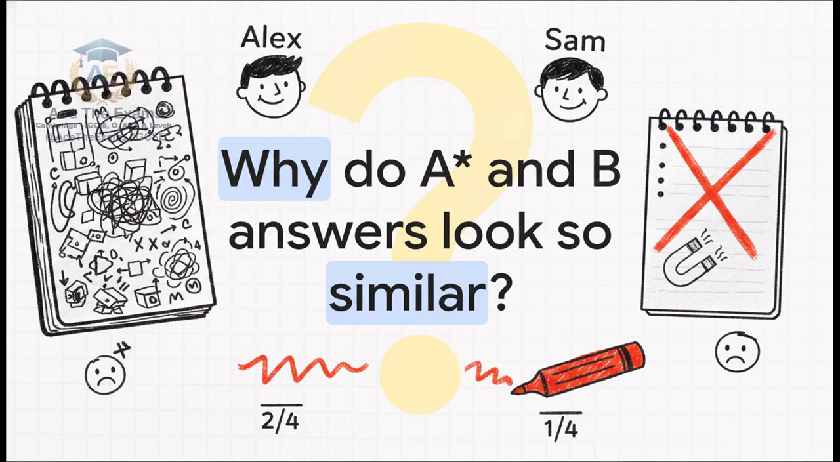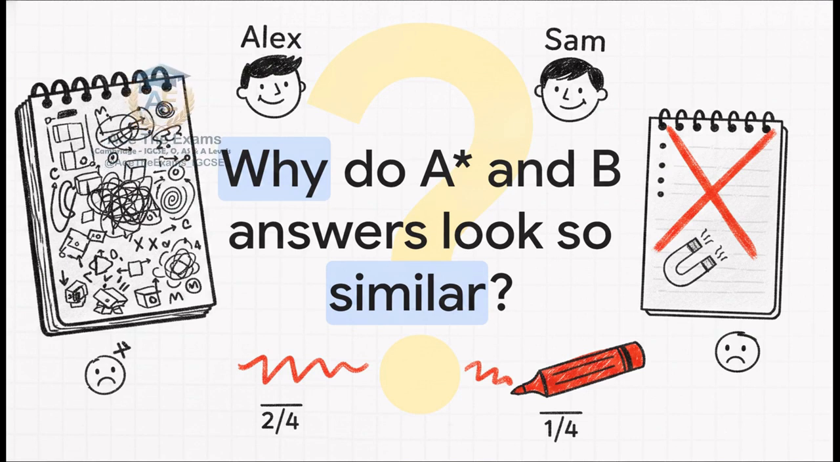On the other side of the exam hall, we have Sam. Sam's problem is entirely different. Sam rushes. Sam looks at a complex multi-stage question, gets overwhelmed by the clock ticking down, and completely misses the specific command word requirements. Instead of a detailed explanation, Sam writes 2 quick bullet points that vaguely mention, "Oh, it attracts." Now here is the kicker.